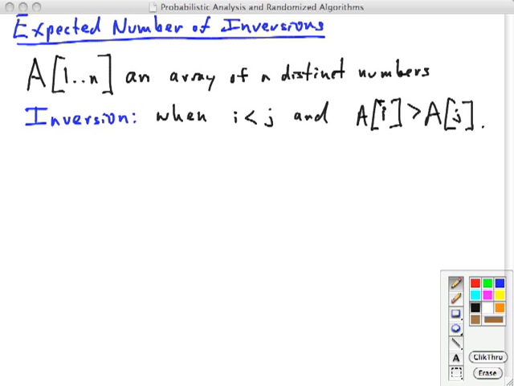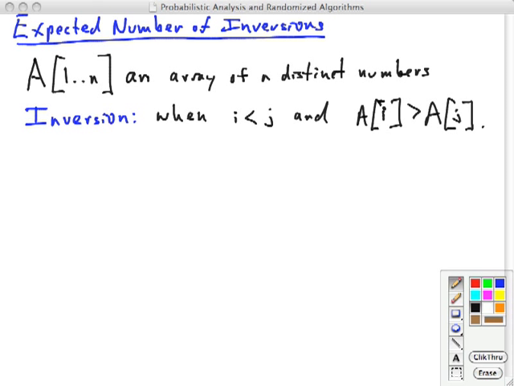An inversion is when essentially two items are out of order. If i is less than j, but A sub i is greater than A sub j. This obviously has important applications to sorting. Suppose we want an array sorted in increasing order, then an inversion is a situation where two items are out of order, so they need to be changed.